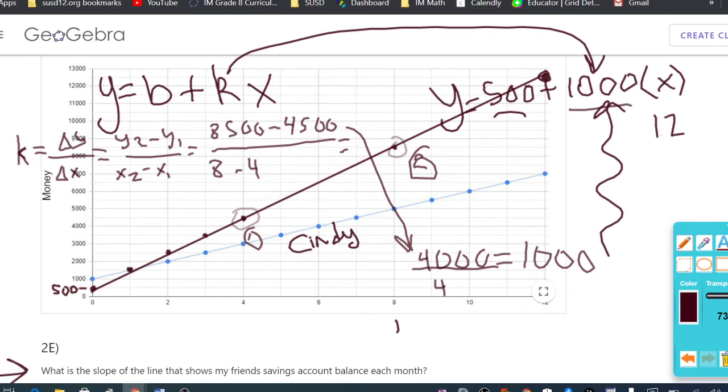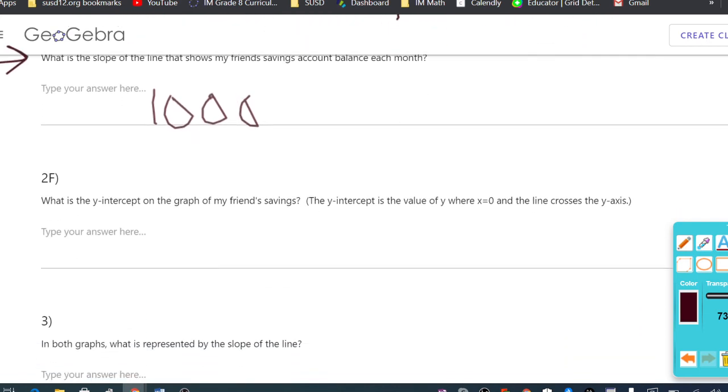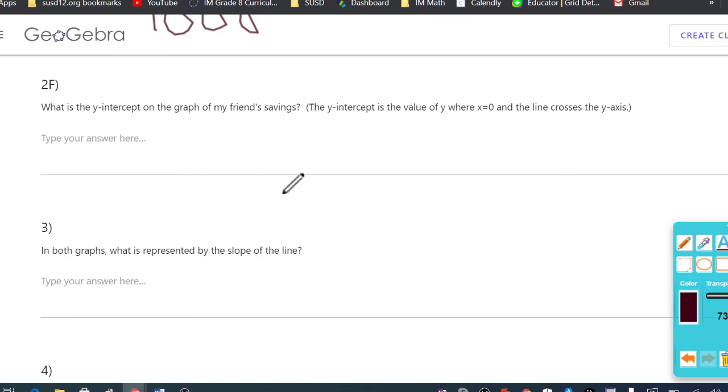And in the equation, this 1,000 is the rate of change of her bank account every month. She earns $1,000 a month, and that's how much the slope of the line goes. Let me say that again. That's how much y increases every month, $1,000 per month. Let's keep going. Here's a question to think about.